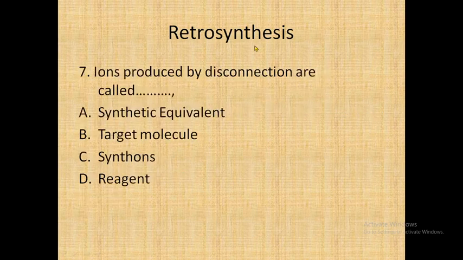Ions produced by disconnection are called as what? Option A, synthetic equivalent; target molecule; synthons; and reagent. So see, ions are produced. In the previous question we have seen that synthons are positively and negatively charged. So the question is related to that. Ions produced by disconnection are called synthons. So synthons is the correct answer.